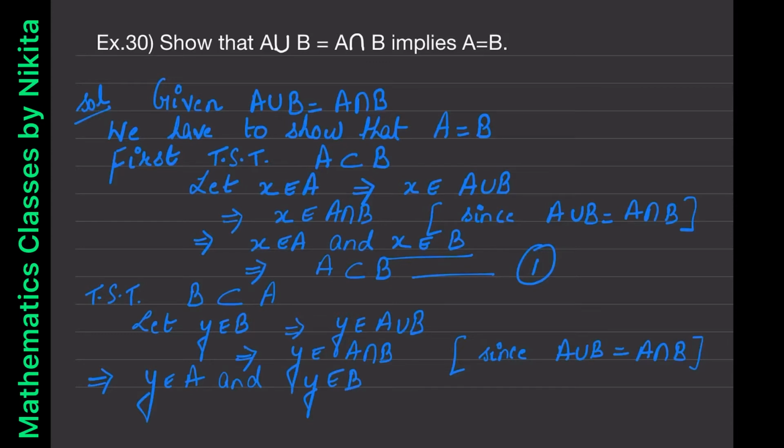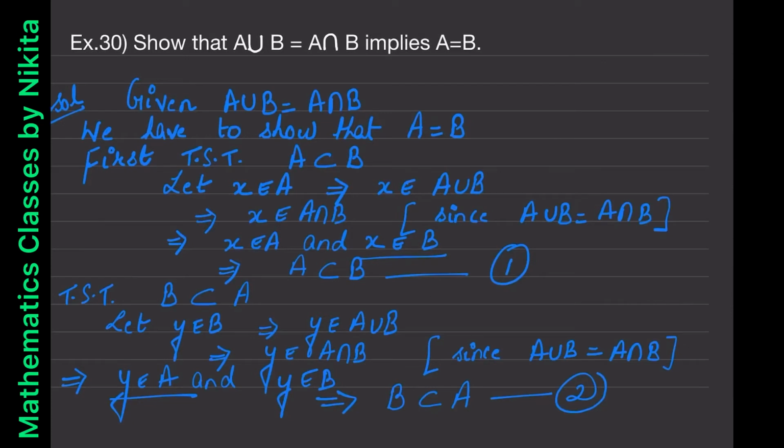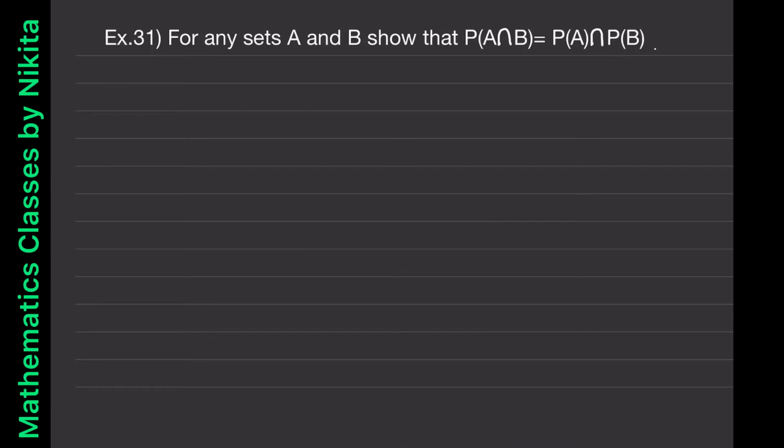And from here, since y belongs to A, I get that B is contained in A. Mark this as 2. I am writing here that from 1 and 2, A is equal to B. Hence proved. So next, example number 31.